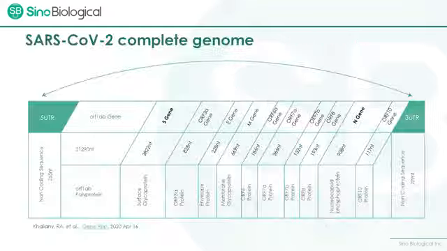This slide shows the complete genome of SARS-CoV-2. This virus has four major structural proteins, M, E, S, and N, 14 non-structural proteins, and several other accessory proteins. So our work is mainly focusing on the spike and N proteins, just as other people did.